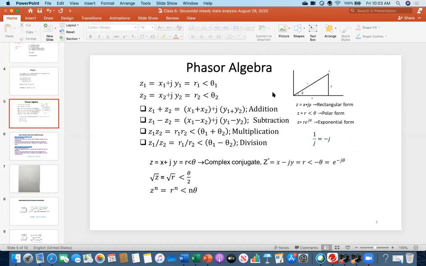This slide is very important. Always keep it handy. Over time you can memorize everything, but at the beginning, for a couple of days, keep this handy to solve phasor problems or circuit problems. Then you will be fine.